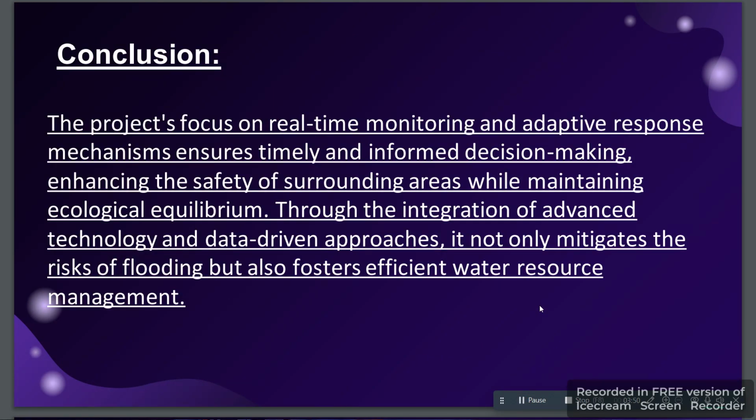So, the final conclusion of the project is that using real-time weather monitoring and the soil moisture sensor, we can estimate the water content in the soil. Using the data from these sensors, the servo motor moves accordingly. So, this is the project.